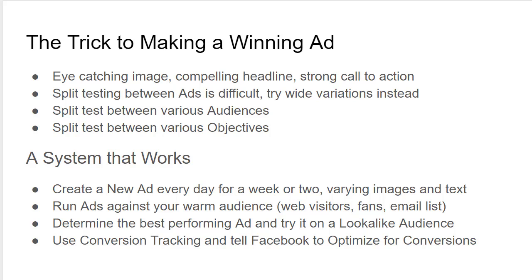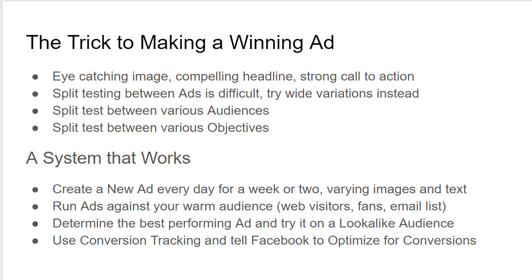All right, so what's the trick to making a winning ad? The first line really is the main thing: an eye-catching image, a compelling headline, and a strong call to action. That's easier to say than do, but keep that in mind and it'll get you a long way. Split testing between ads on Facebook is difficult. So the alternative strategy is to try a lot of different ads with a lot of different variation, and then see which ones work better and go with those. You can do some split testing between audiences and between objectives.